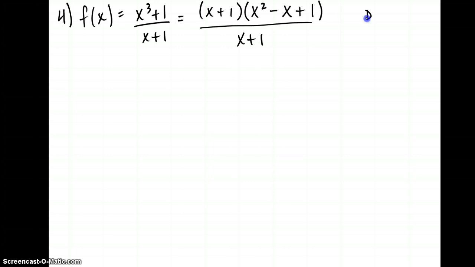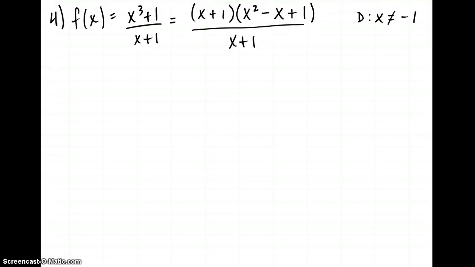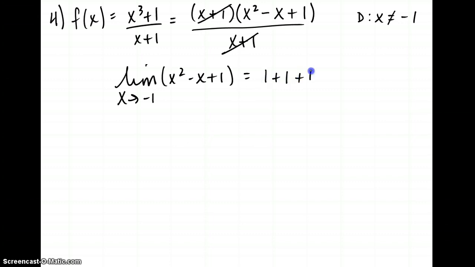Now from here, we have a domain restriction. So before we cancel, there is a domain restriction from the original. The domain is that x can't equal negative 1. When we look at the factored form, though, these x plus 1s cancel each other out. So when we attempt to find the limit, direct substitution into negative 1 squared is 1 minus negative 1.